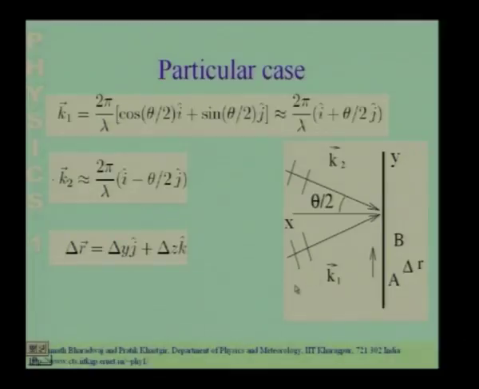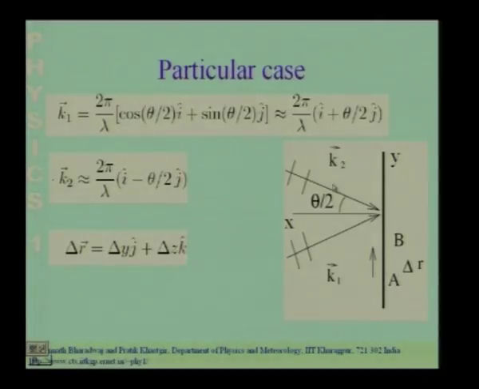There are two waves incident on the screen. The first wave has a wave vector k1, it makes an angle theta by 2 with the x axis and it is in the xy plane. So, this is the xy plane which I am showing you here. The first wave is incident at an angle theta by 2 to the x direction, which is normal to the screen over here.